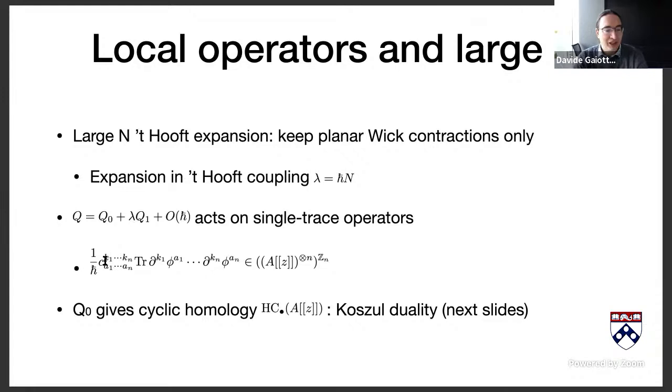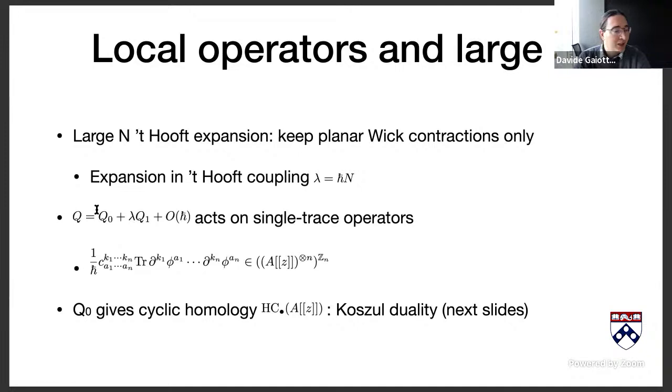Your typical single trace operator is going to be a trace of a product of fields and their derivatives. So you take a bunch of fields, you take their derivatives, you multiply them and take the trace. Remember, these are N by N matrices. And before I turn on the differential, any linear combination of these traces will be a valid thing to study. Mathematically, you take these fields valid in the algebra. To keep track of derivatives, you add polynomials in a variable z. Then you take n of them and you project on cyclic invariant expressions, because trace of AB is the same as trace of BA. But there are Grassmann parity issues.